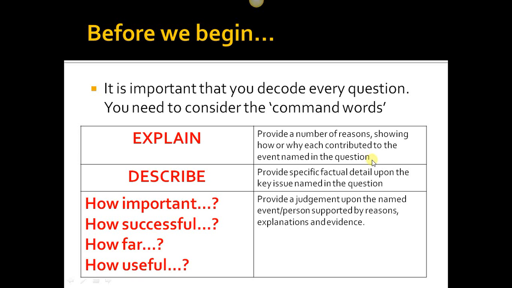I mean, this is not English. Let's explain Crooks's character in Of Mice and Men, so we will just use that as being an event. So you really just have to provide a number of reasons showing how and why each contributed to build up that event. You could explain why an event happened or what happened because of an event.